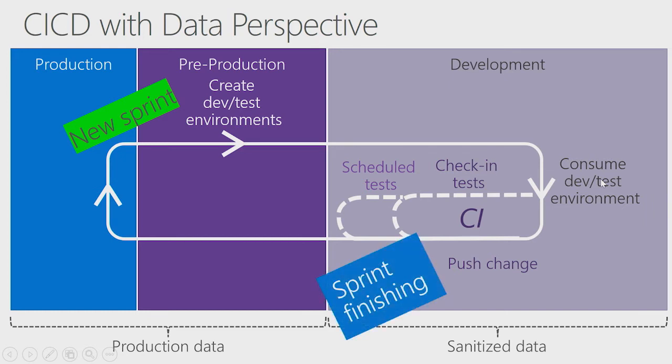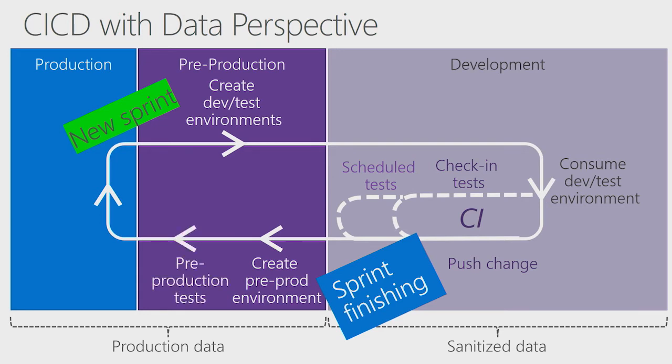And once the sprint finishes, the change goes to the pre-production environment. In pre-production, we also run tests, like integration testing, workload testing, and performance testing. And once that is done, we deploy it. We continuously repeat this cycle on and on in the database as well.